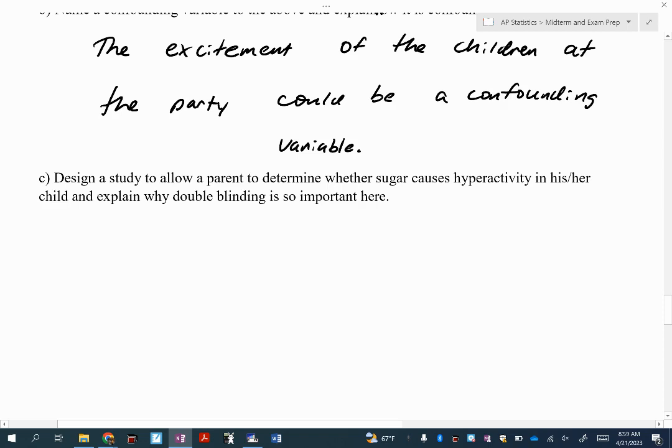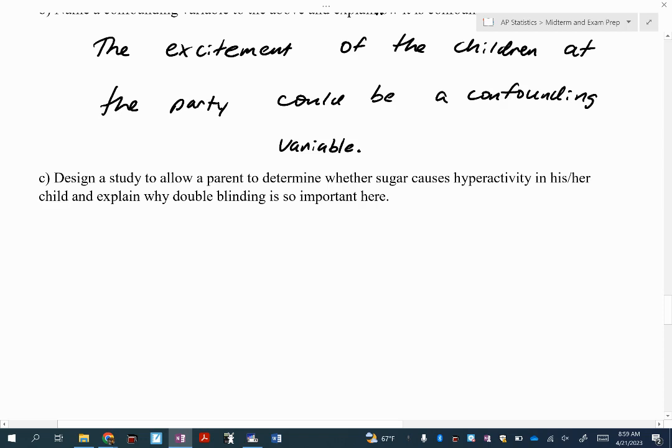Say it again? Blindfold them? Tell them it's not sugar? There we go. Sugar-free. Do they make sugar-free sweets? Yes, they do. So we could, without telling them, give them a sweet, and they may not know if there's sugar in it or not. Right, so that's one way you could do it.